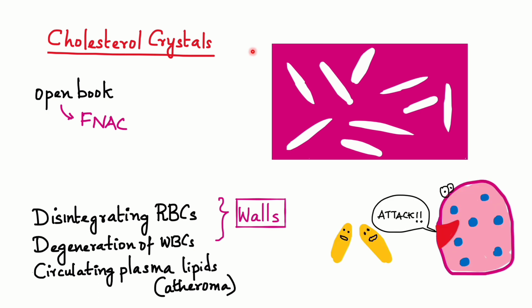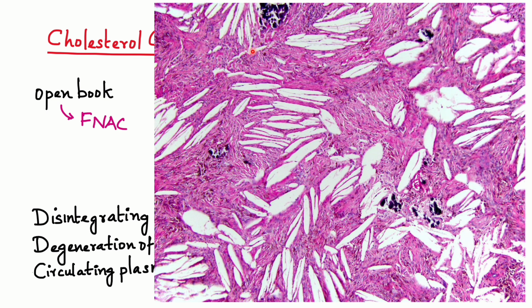In some conditions, these cholesterol clefts are recognized as foreign bodies by the body, and multinucleated giant cells are formed which elicit an immune attack on these structures. So see, this is a histopathological picture wherein you can see these cholesterol clefts. There are numerous cholesterol clefts seen in the connective tissue.